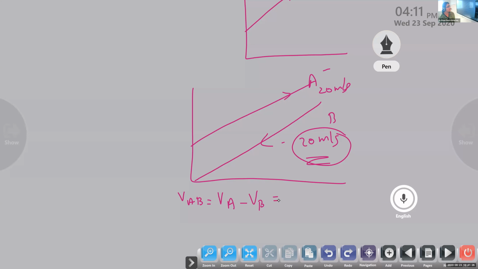It has value, of course. So your answer is 20 minus minus 20. So naturally, this becomes like that. That's it. It's a relative velocity. So if you really understand the concept, it's very simple. The only problem is with the direction.